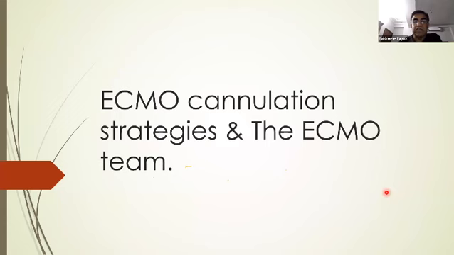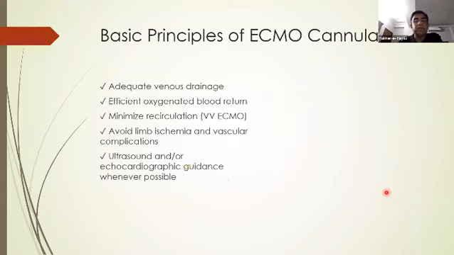So coming to the ECMO cannulation strategies, the ECMO and the ECMO team. The basic principles of ECMO cannulation are that we should place adequate sized venous drainage cannulas so that we are not struggling with the venous drainage flow, because that's one of the problems we face quite often when the patient is placed on ECMO. Then efficient oxygenated blood return, minimize recirculation, which is a problem with VV ECMO only. Avoid limb ischemia and vascular complications, using ultrasound and/or echocardiographic guidance whenever possible. Ultrasound here has a pivotal role in placing the cannulas.